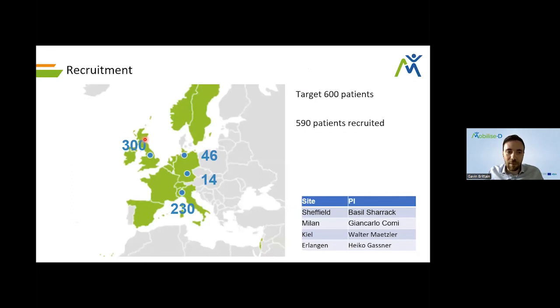So we've seen this map before of our target of 600 patients. We've almost reached recruitment, and as of the 2nd of September, which is when all this data is taken from, we've got 300 patients recruited in Sheffield, 230 in Milan, and then our German sites are at 46 and 14 in Kiel and Erlangen respectively. So we're almost there at completion.